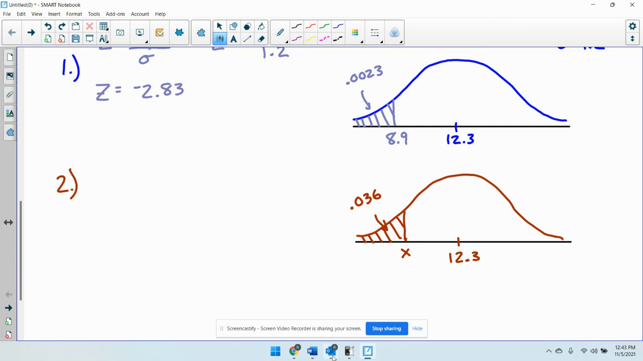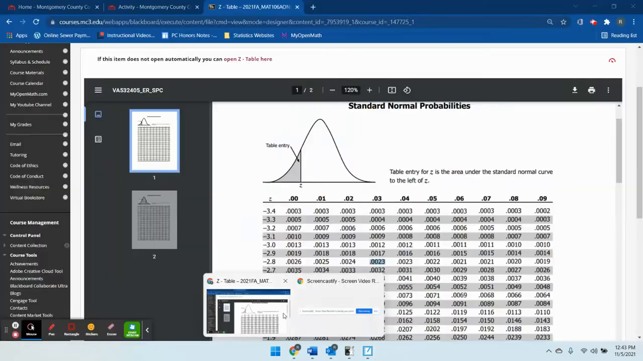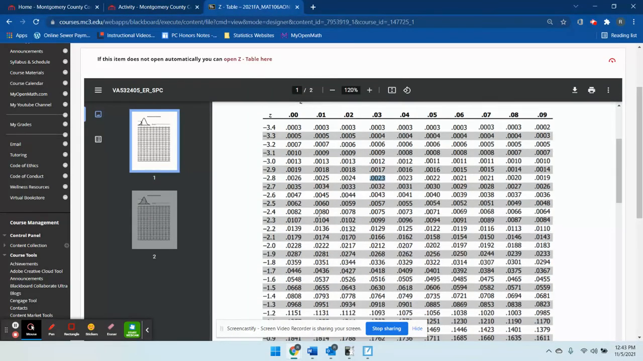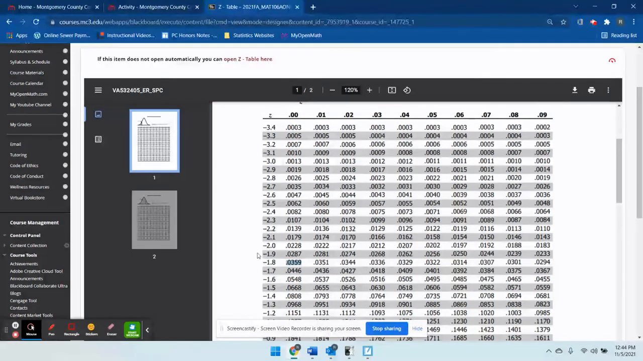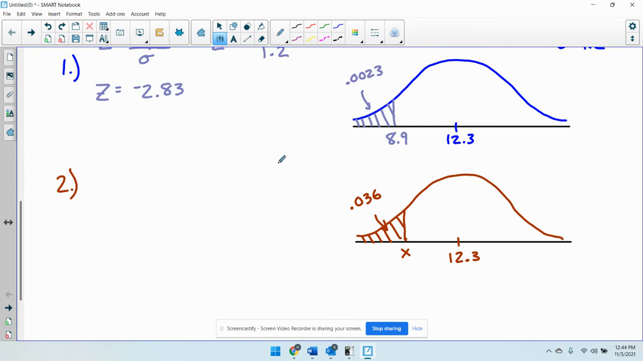So going back to my z-table, I'm going to look up the area of 0.036, or as close as I can get to that. They do kind of go in order. So here's 0.01, 0.02, 0.033, and we keep going. It looks like this is really close to 0.036. It's 0.0359. So that's basically right on. So we can use this z-score of negative 1.80. So my z-score is going to be negative 1.80 or negative 1.8. It's up to you.